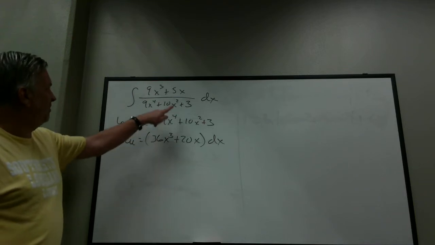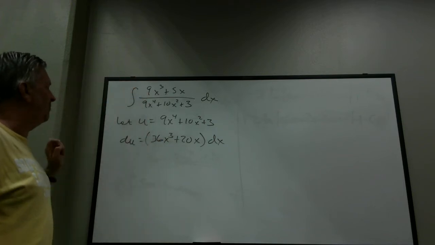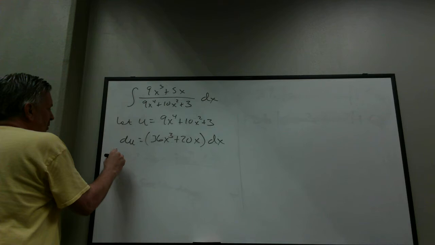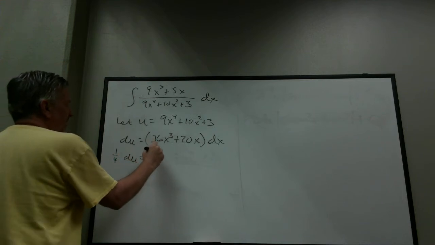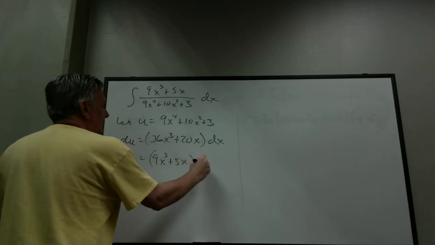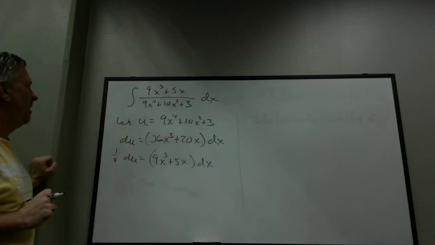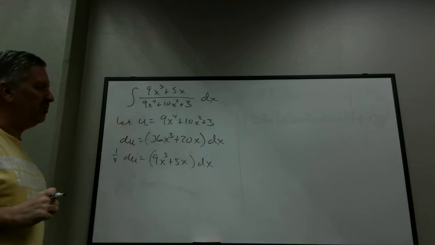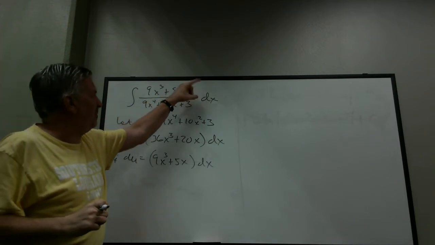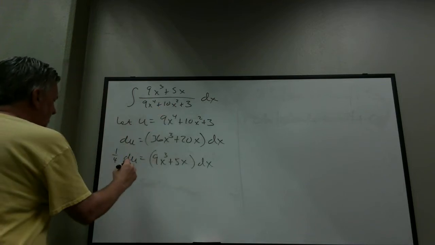Now, does this look like we're on the right track or not? Well, it doesn't match the problem here, but notice what I have here is 4 times the numerator. So if I multiply both sides by 1/4, I get 9x cubed plus 5x dx, and now this matches what I have in the problem. And remember, when you're doing a substitution problem, the du has to wind up in the numerator, out here. It can't be in the denominator. Okay, let's do the substitution.